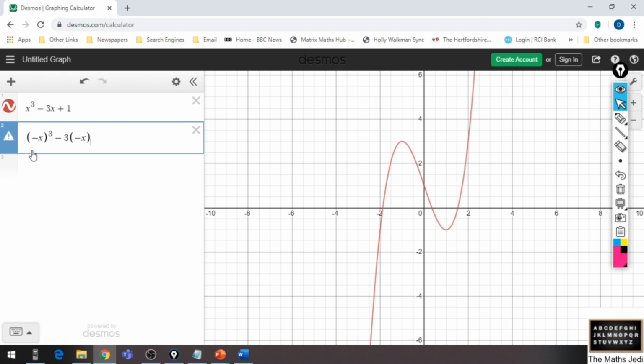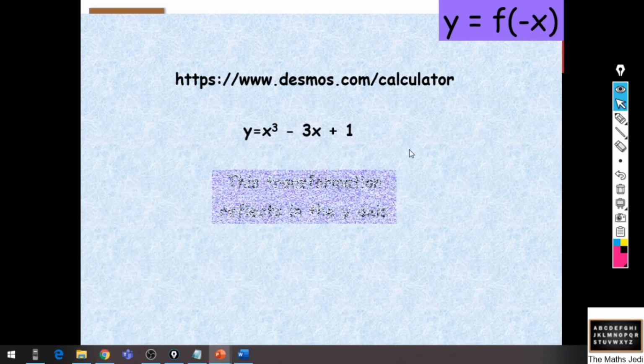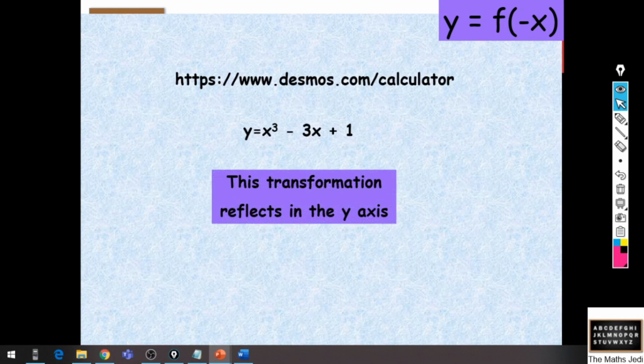All I've done here is put a plus 1 here. So you can see all the way through I've put a version of the problem in. All I've done is put a minus x where I put an x before. And what's that doing? You can see the green line, what it's doing. It's reflecting the graph in the y-axis. So f of minus x is a reflection in the y-axis. Now it's important you get that really well learned and understood. Again, that's something you should have done at GCSE, but just to remind you.